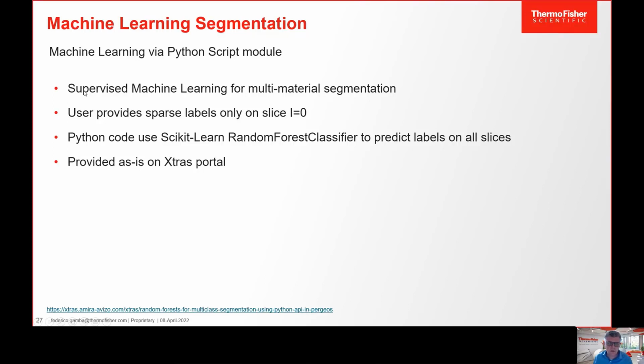The idea is that it's supervised machine learning. So you will have to provide the module some segmentation, so you will have to help the machine learning, basically. The module will learn and use a random forest classifier and then try to predict. You give the labels only on the first slice, and then the prediction will predict on all the slices.